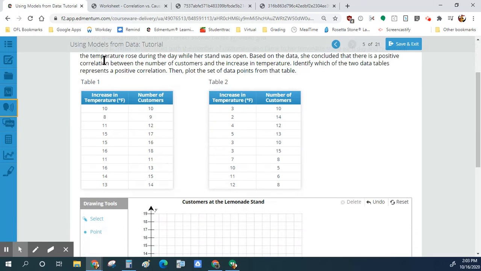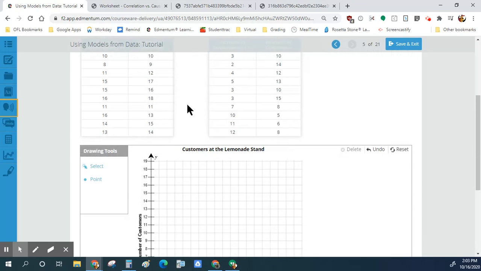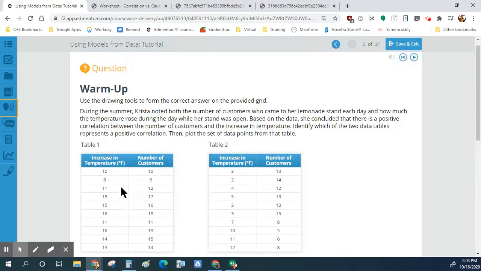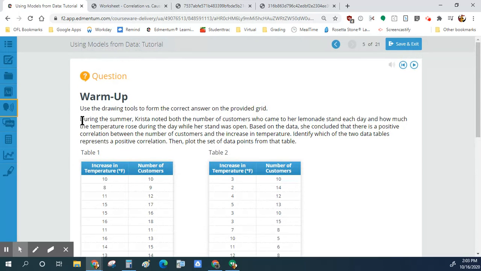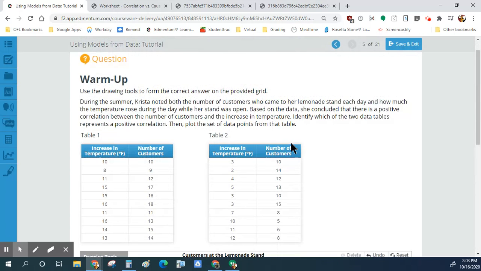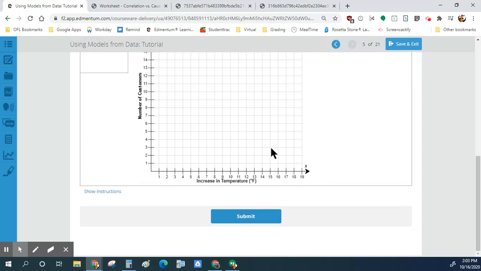All right, so we have all of this data here. So that's a lot of data, and it would normally take us a while to figure this out. So let's see here. During the summer, we have both these sets of information. Then plot the points. Okay, so we're going to have to plot these points all individually.